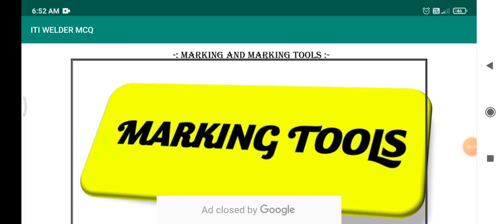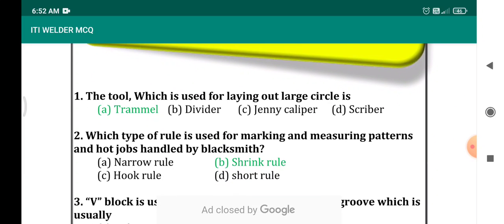In today's video, we will be discussing marking tools. The tool which is used for laying out a large circle. The answer is trammel. The other options they have given are divider, Jenny caliper and scriber. Divider is used for just copying one dimension. Scriber is for marking. Jenny caliper is also for copying one dimension.